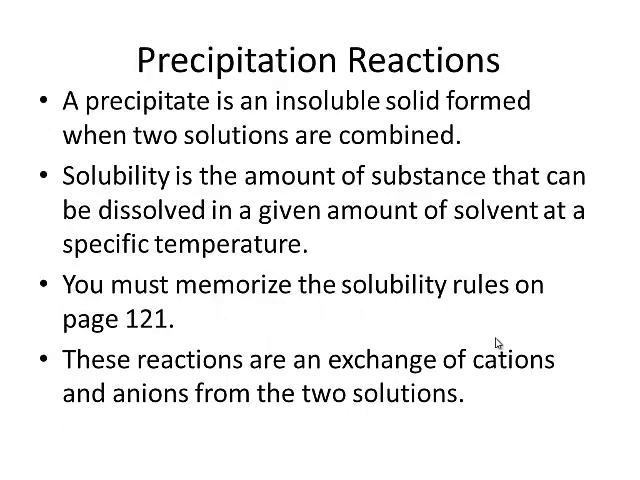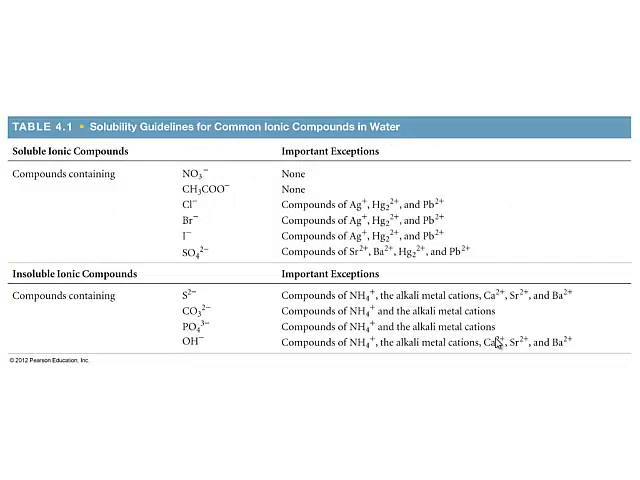Precipitation reactions are what you call double replacement reactions in your previous chem course. It's when an insoluble solid is formed when you combine two solutions. So solubility, by definition, is the amount of substance that can be dissolved in a given amount of solvent at a specific temperature. You have to memorize the solubility rules on page 121. Here they are. So make sure you know this chart very, very well inside and out, because you need to be able to predict reactions and products, and you need to know solubilities in order to do that.